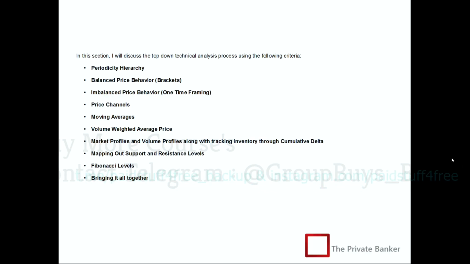In this section, I'll discuss the top-down technical analysis process using the following criteria. First, we'll talk about periodicity hierarchy. Then we'll talk about balanced price behavior, also known as brackets. Then we'll talk about imbalanced price behavior, also known as one-time framing. Then we'll go into how I look at price channels, and then on to moving averages.